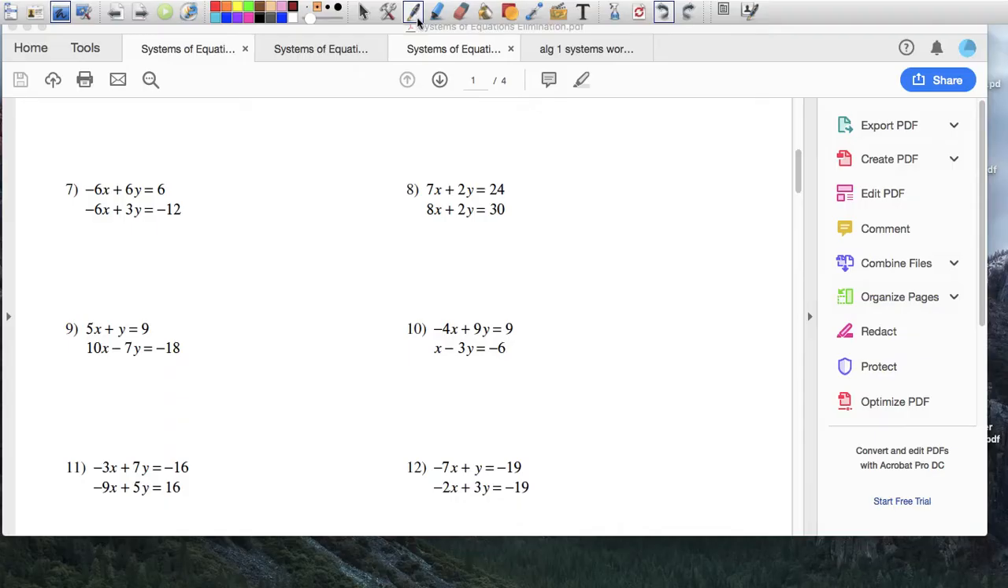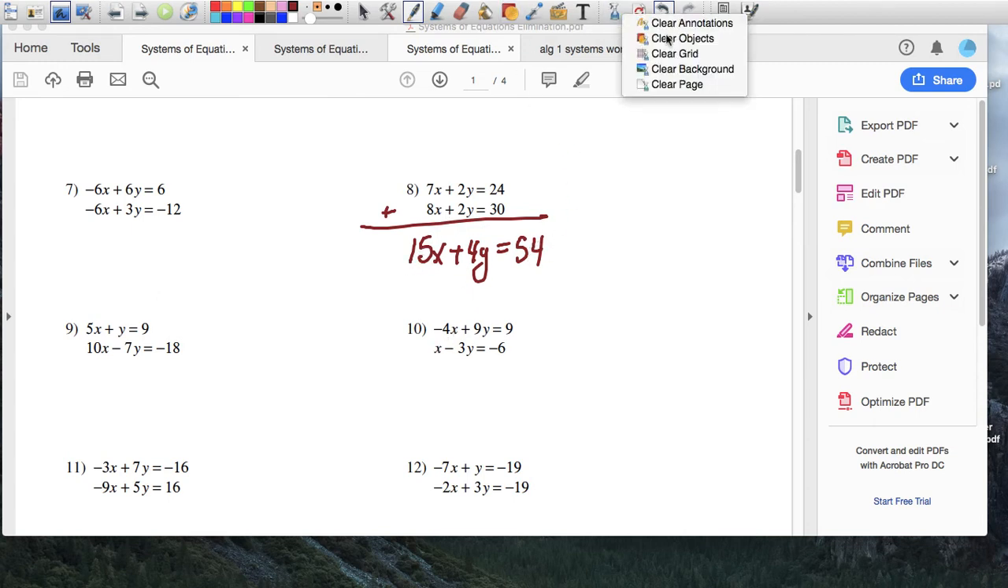Now elimination, remember, means that we're going to add these two and eliminate. So I might do 2 here, just because. Let's take this one, number 8. If I were to add this right now, I get 7 plus 8 is 15x. 2y plus 2y, they're both positive, so it's just 4y. And 24 plus 30 is 54. I got nothing accomplished. I still have an equation with two variables which I cannot solve.